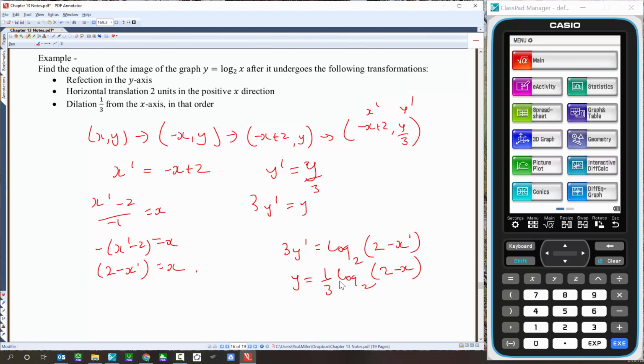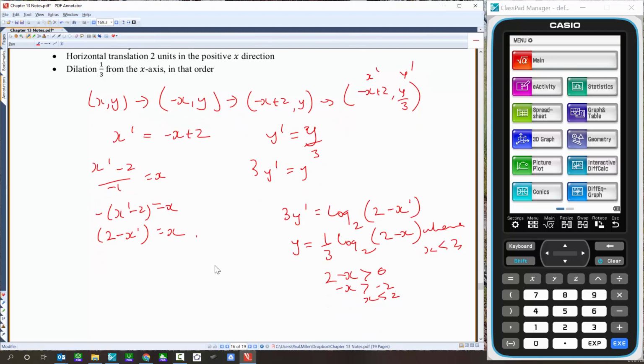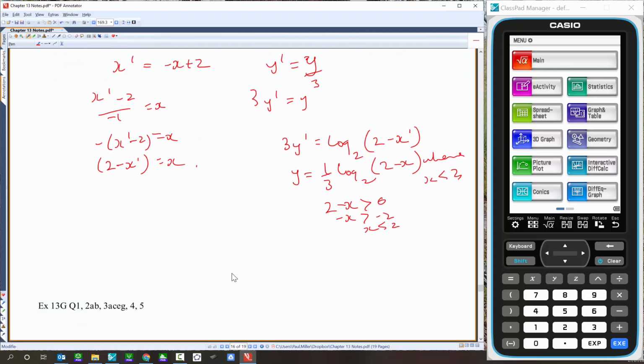And let's put a domain over which people are allowed to use this, rather than imply it. So we're going to say 2 take x must be greater than 0, negative x must be greater than negative 2, x is less than 2. So we're going to say where x is less than 2. That's when I'm letting you use it. Right, so there are the problems for today's class.